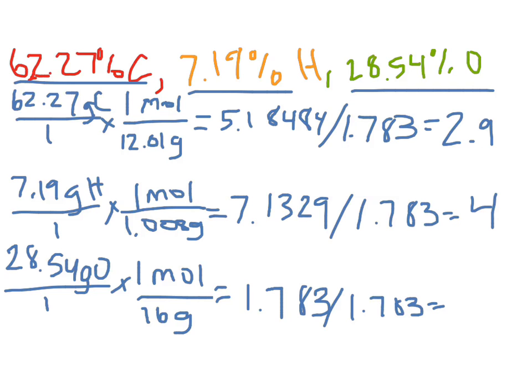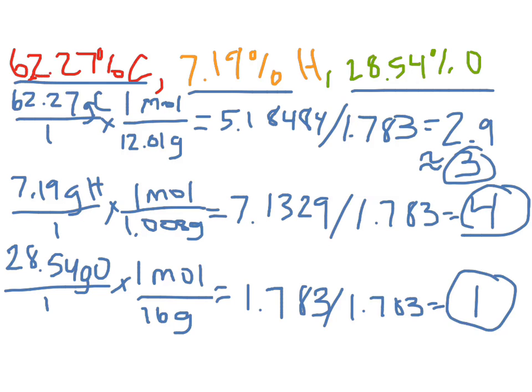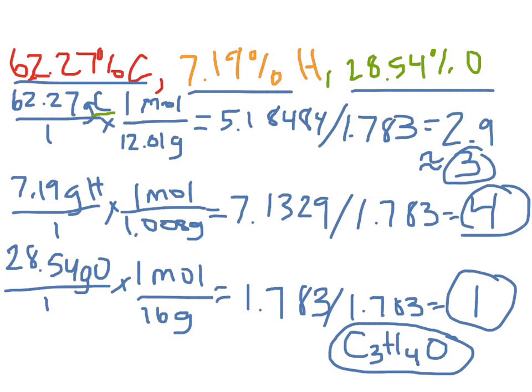4, basically. Alright, so when you do these, obviously this one's going to round to 3. So you're going to use 3 as a subscript, 4 as a subscript for that one, and 1 as a subscript for that one. So your compound is going to be C3H4O. I mean, not 0, O. Because you have C here, H here, and O here.